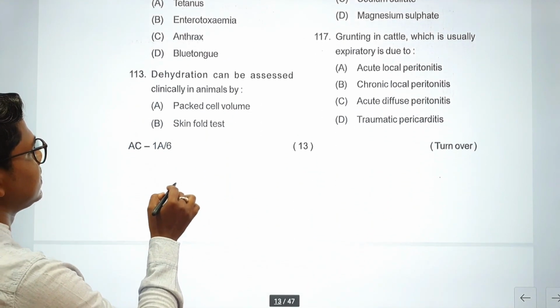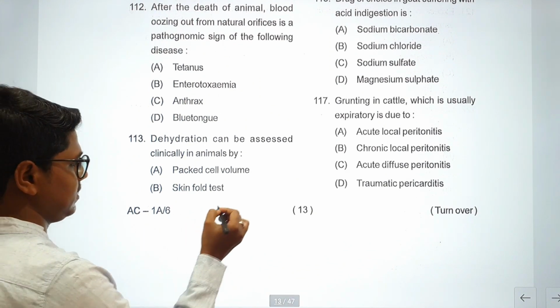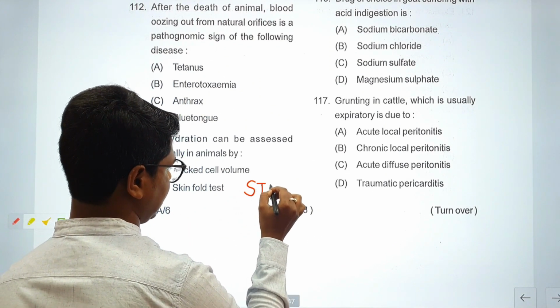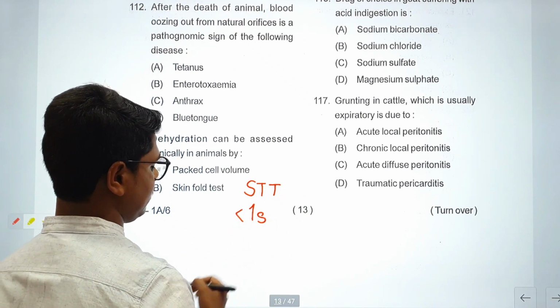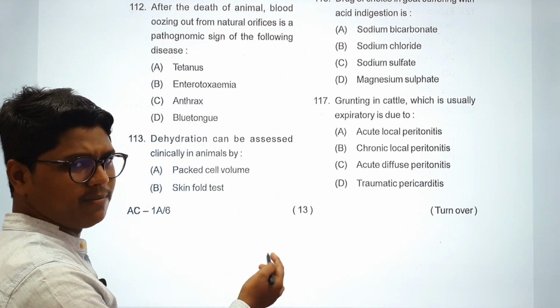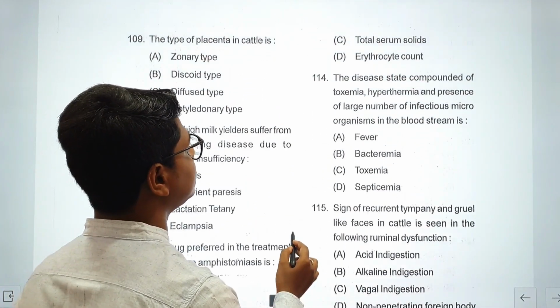Dehydration can be assessed clinically in animals by skin fold test. Okay, or it is also known as skin tenting test. Okay, remember this one, it should be less than 1 second. Okay, I already made an emergency and critical care video, you can check in the series principles of surgery.